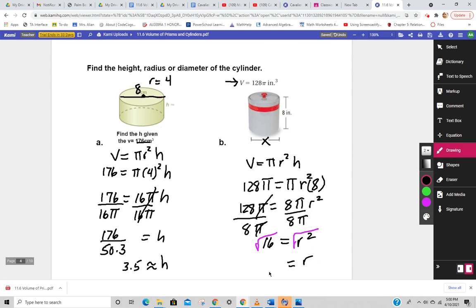So the radius is 4. Well, if the radius is 4, then that means the diameter, and that's what we're trying to find, is 8. So x equals 8.